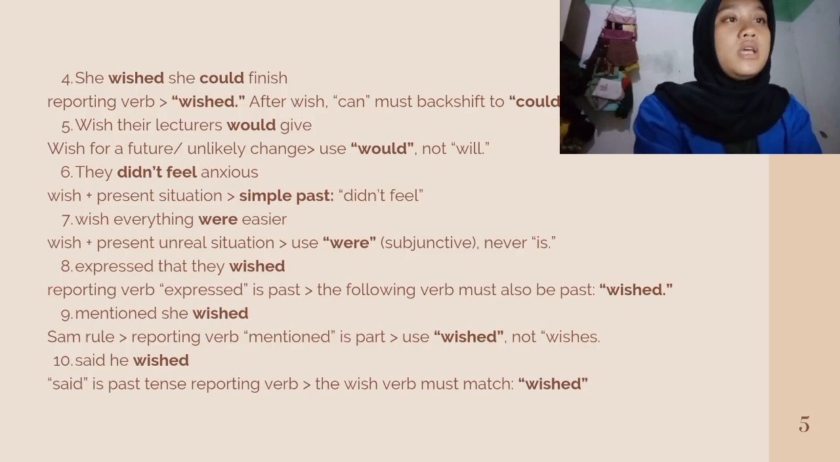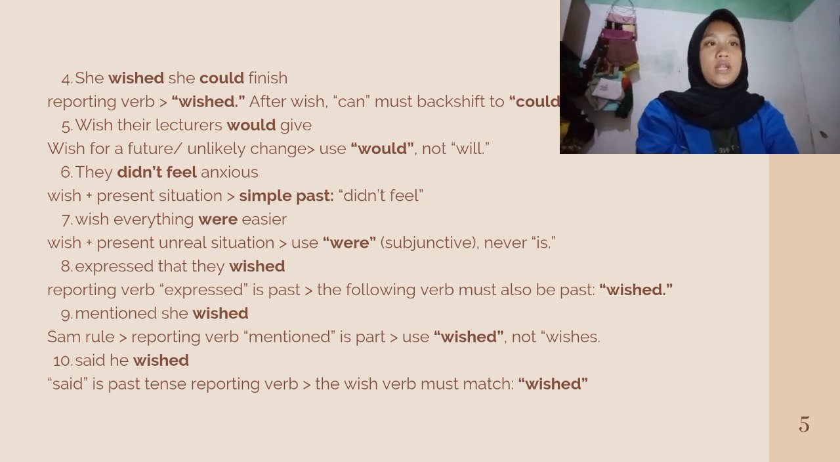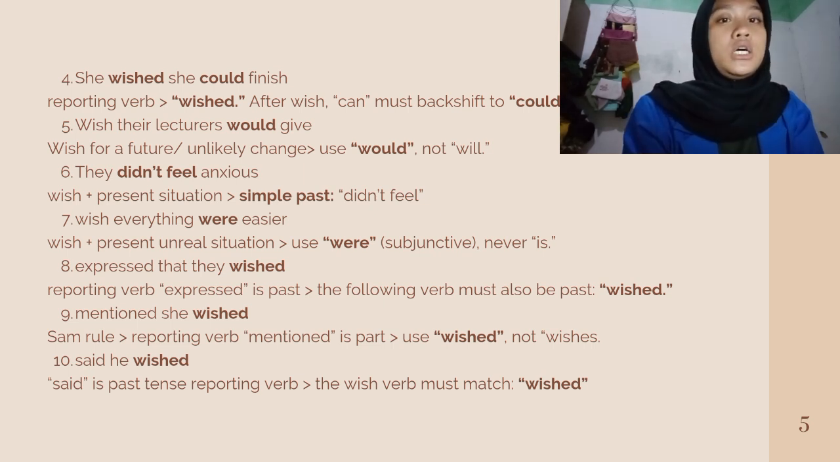Number 5, "wish their lecturers will give" should be "wish their lecturers would give." When wishing for a future or unlikely change, we use "would," not "will." Number 6, "wish they don't feel" should be "wish they didn't feel." "Wish" plus a present situation requires the simple past. Number 7, "wish everything is easier" should be "wish everything were easier." For unreal present wishes, we use "were," whereas "is" is never used.